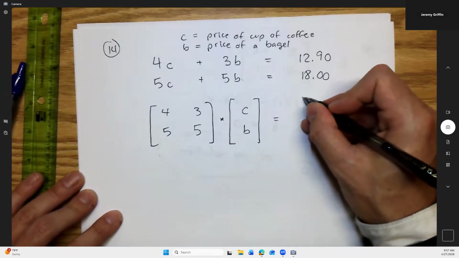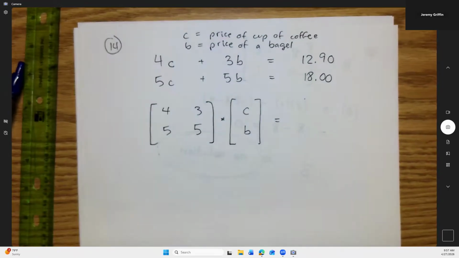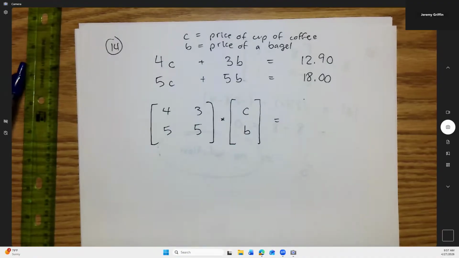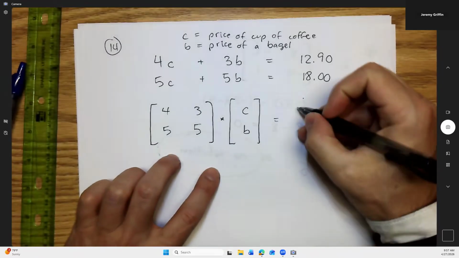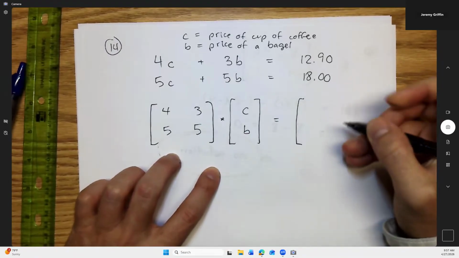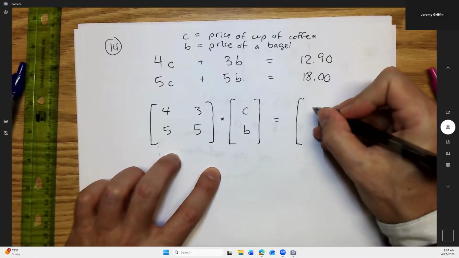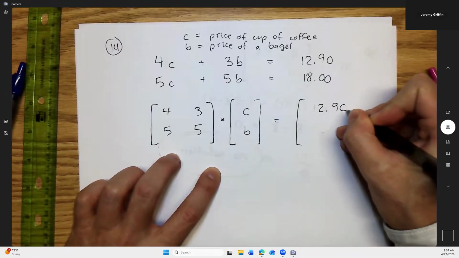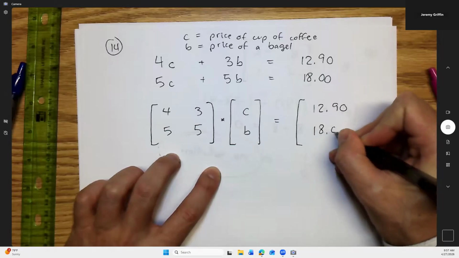And then out of this, we're going to get these total amounts that she paid, $12.90 and $18.